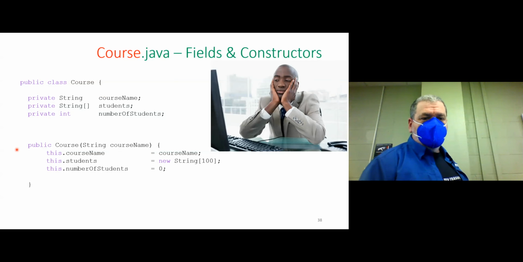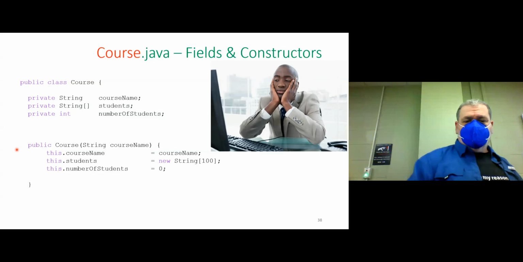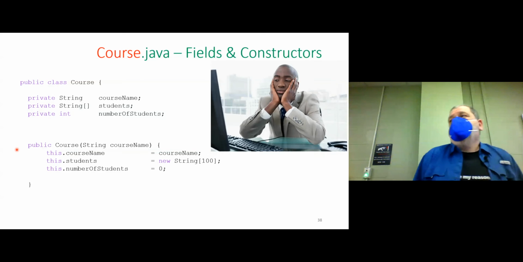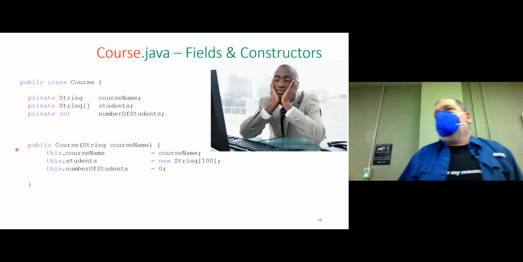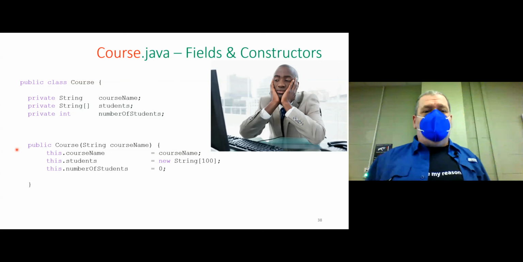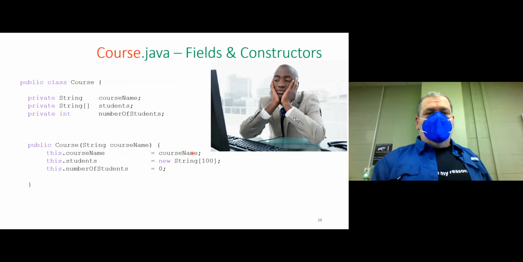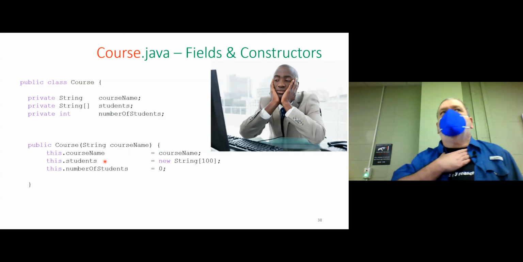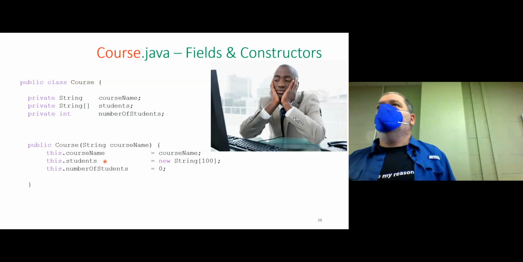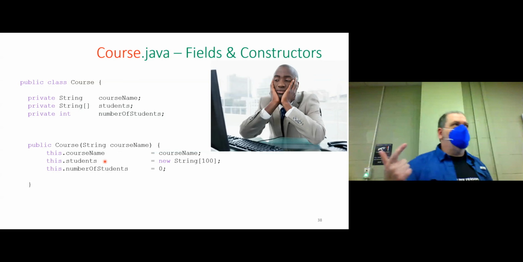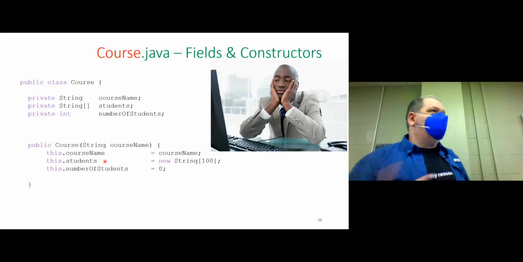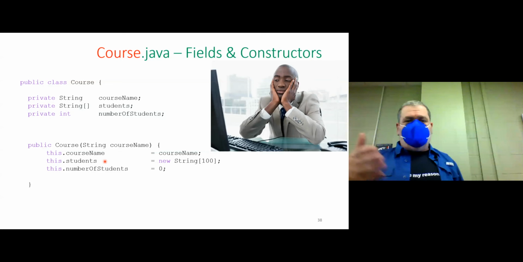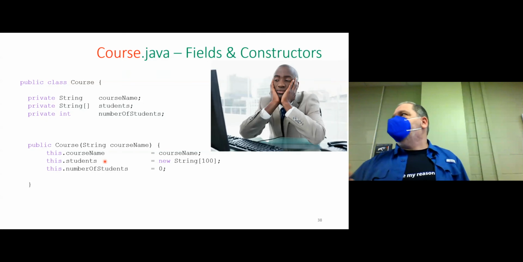And then I have my constructor that takes a string course name. So I have to use the this dot notation again, because the parameter name is the same as the attribute name. So this.courseName equals courseName. Do I have to use the this dot notation here for students? No, because there's nothing else called students right now in the scope. There's no parameter called students, there's no local variable called students. So when I say students, Java understands that because I'm in a method of the class Course, I'm talking about the attribute of the class Course named students.